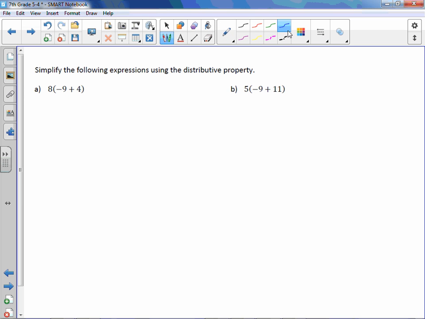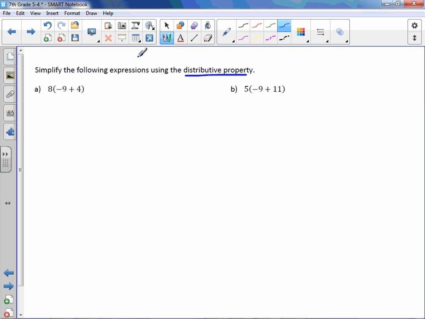Simplify the following expressions using the distributive property. When it tells you to use the distributive property, you must simplify it that way. Even though you might think, well, I'll use the order of operations and do what's inside the parentheses first. You can't. When it specifically tells you to do something a certain way, you have to do it that way.